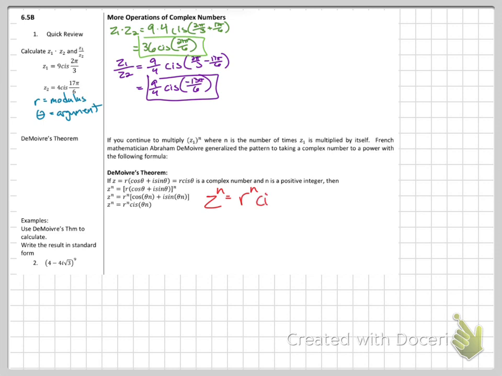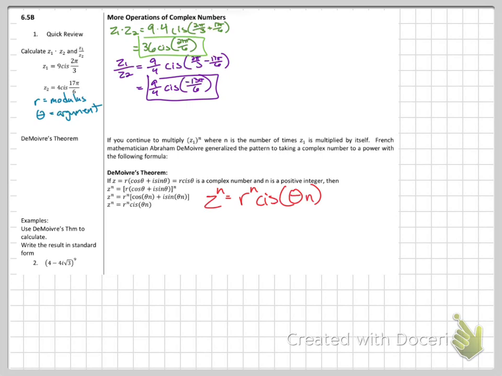But then for your CIS, the rule for the thetas was that you add them over and over again. So if I do theta plus theta plus theta plus theta 5 times, I'm going to get theta times 5, or theta n. So this is kind of a shortcut to help us do complex numbers raised to a power. But it only works if you're in trig form. So our first step is going to be to change it to trig form.